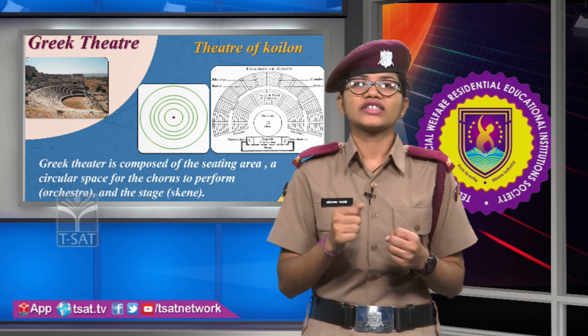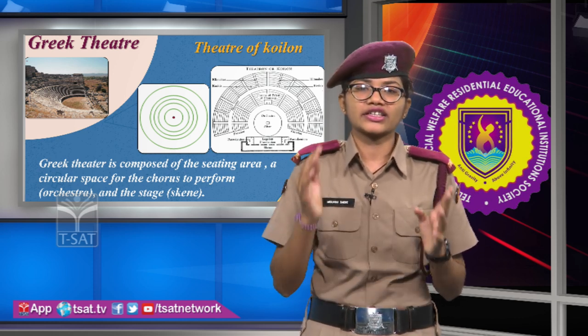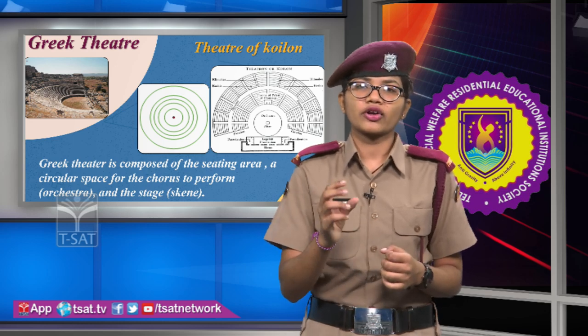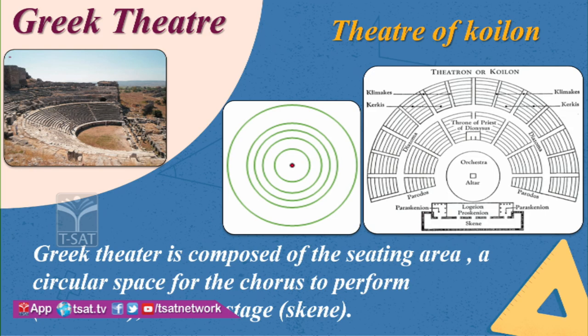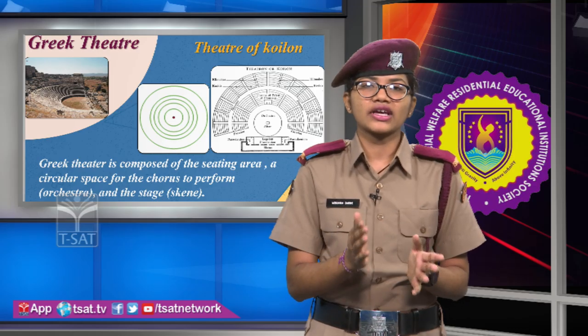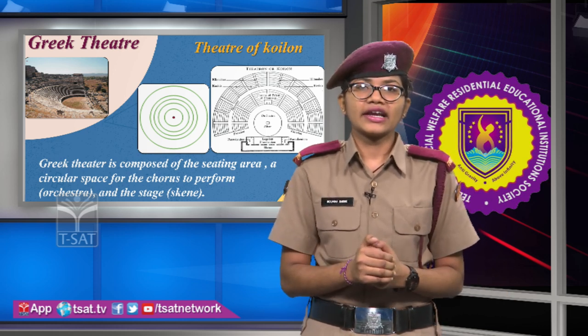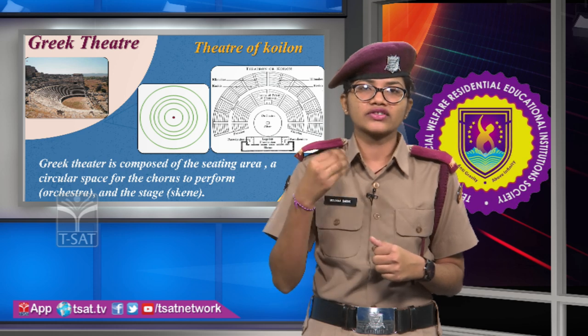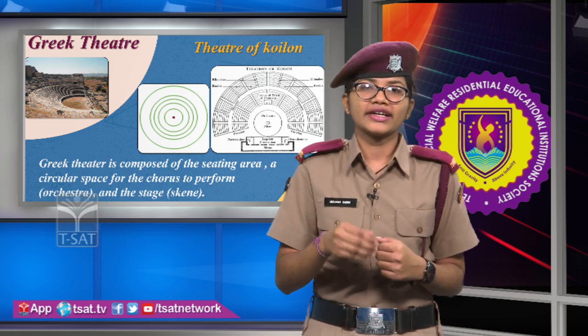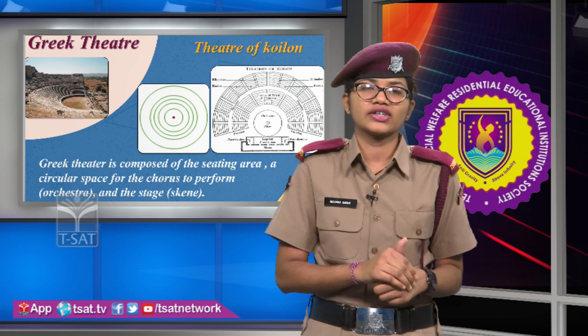It is composed of a seating area with a semicircle-like structure, a protractor-shaped structure. The theater of Koilon is mainly based upon geometrical shapes, and the center point was divided into two semicircles, which allowed the audience to sit over vertical rows and horizontal walkways. Now let's see in detail how mathematics influenced Islamic architecture.